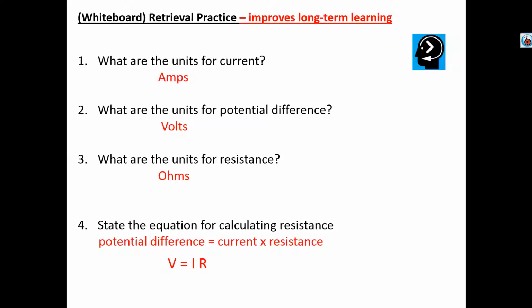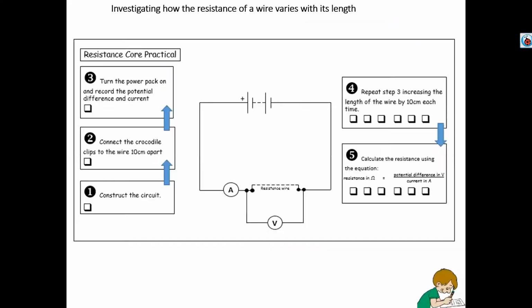Okay, so our new learning today, obviously we can't do this experiment at home, but here's a diagram for the experiment for investigating how the length of a wire affects its resistance. Have a look at it, write it out in bullet points or as a paragraph, and that's the method that you need to know. It's a required practical.